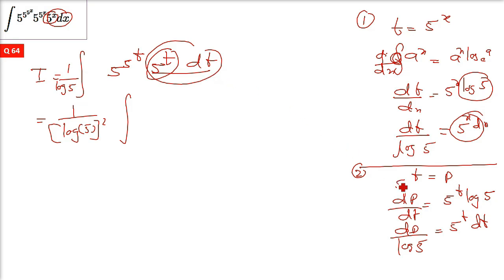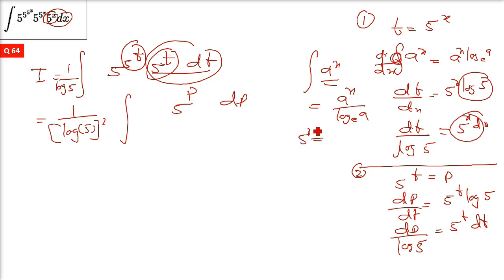Integration, this whole we already got. It is dp by log 5. We already wrote it, and this log 5 is already included in the denominator. 5 raised to 5t will become 5 raised to p, it was taken as p. So for this 5 raised to p, again we have to integrate a raised to x, so a raised to x divided by log base e of a. So 5 power p, where x is p and 5 is a, gives 5 raised to p by log base e of 5.